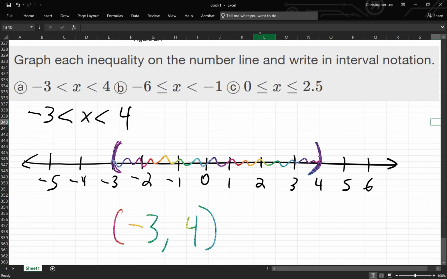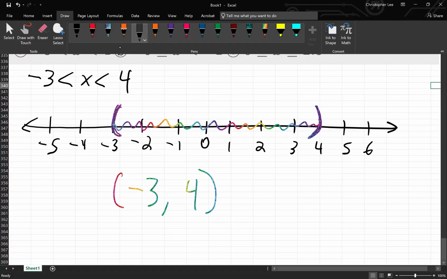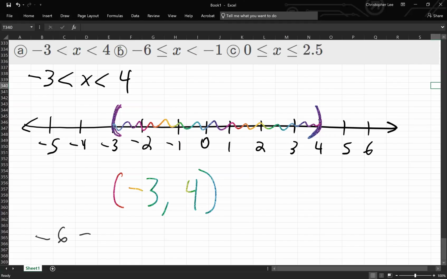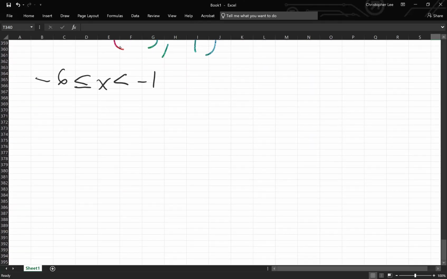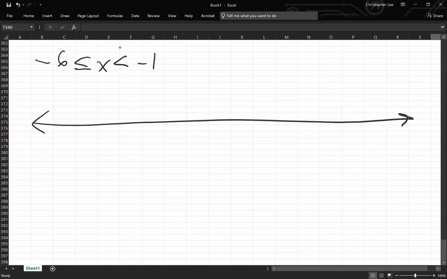All right, so we good? Let's try this one out. This one says -6 is less than or equal to x, which is less than -1. I really need those points to be on my line. I'm not gonna start at 0 for this. Thinking about what I want to do.